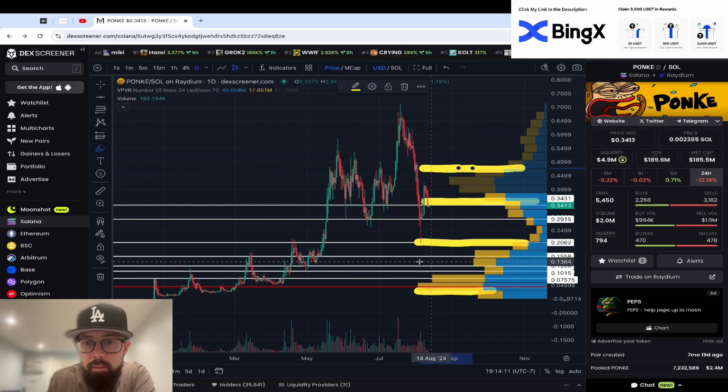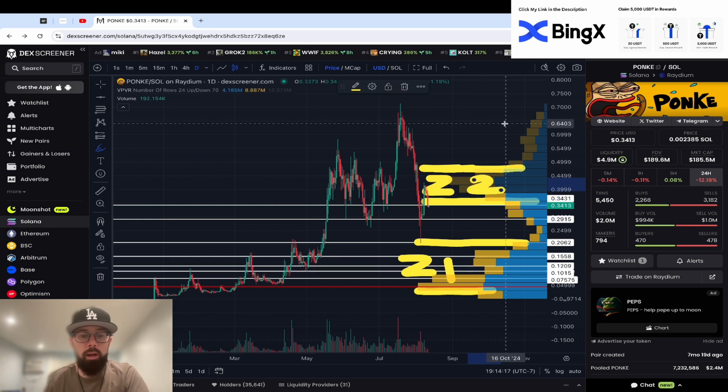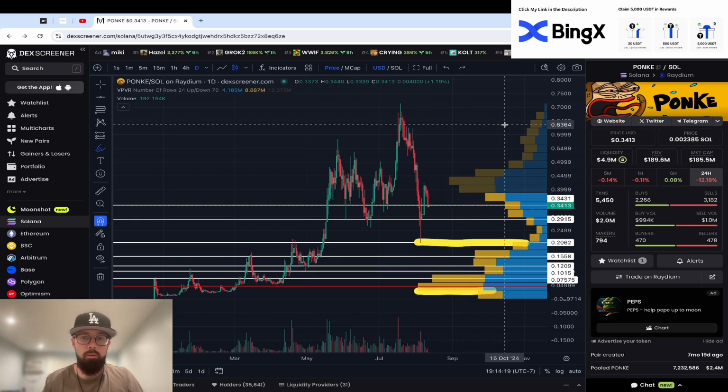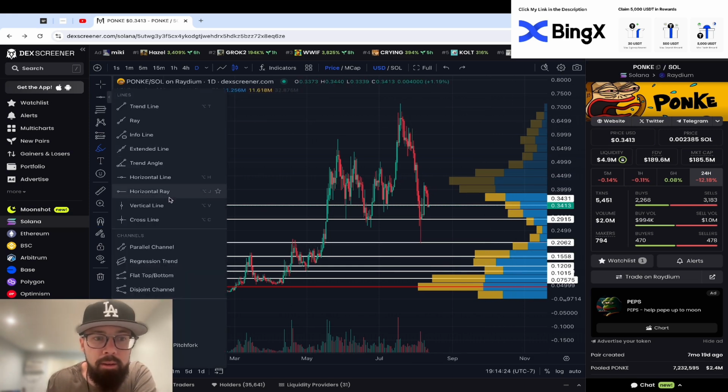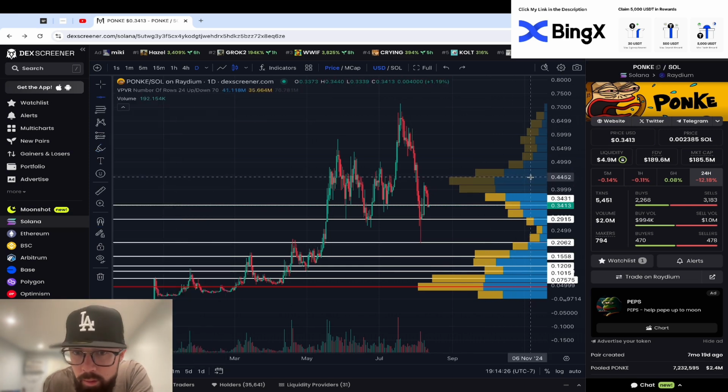So that's like zone one, zone two, all right? So off of these volume shelves on the right-hand side, you can make levels. And it tends to work out pretty well.